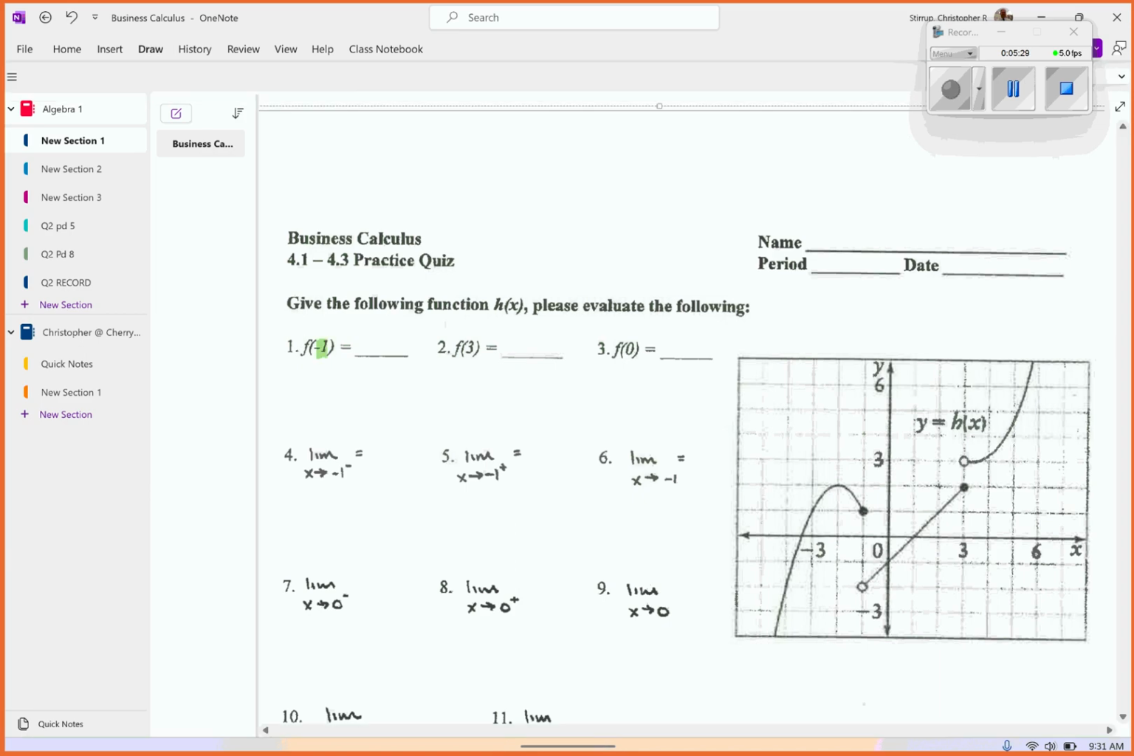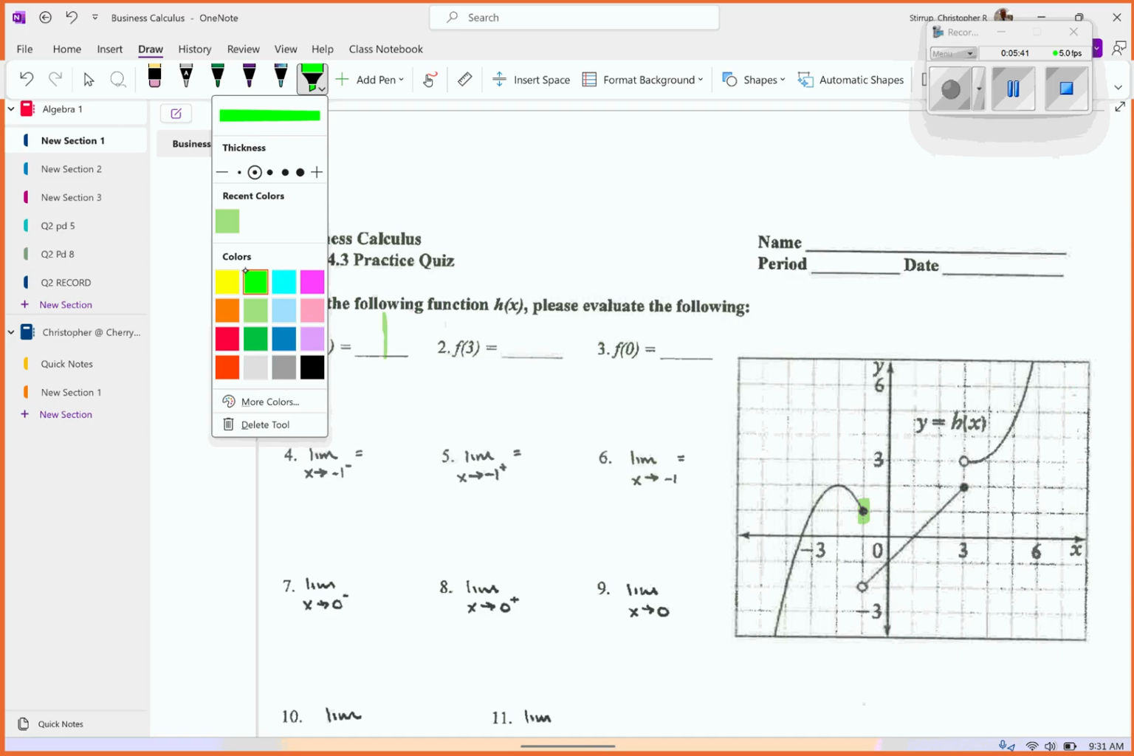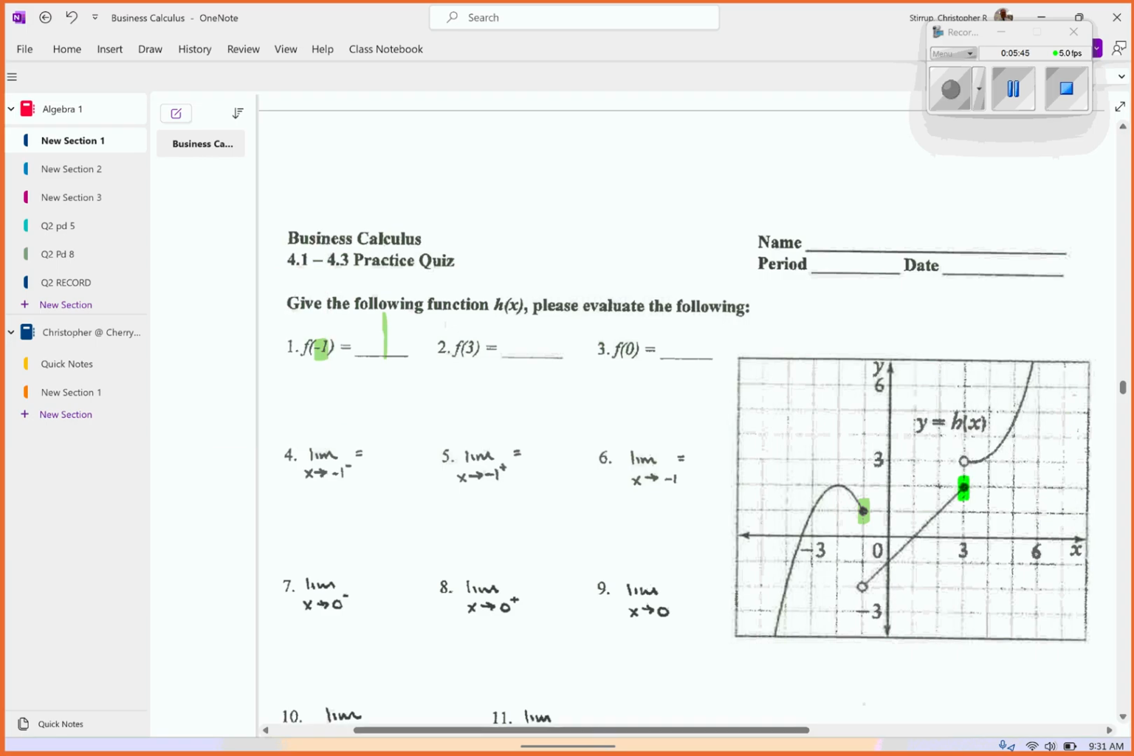So 1, 2, and 3 across the top, you're finding what the y value is at exactly that point. So if I wanted to find f at -1, you go to -1, and it becomes that value. So that answer is just 1. If I wanted to find f at 3, I go to 3, and you find wherever the solid dot is, and that's going to be at 2.